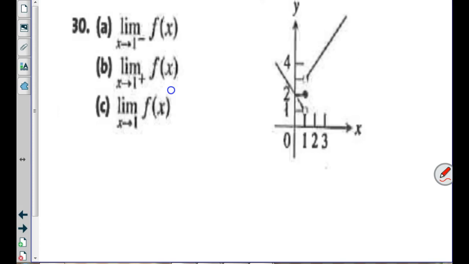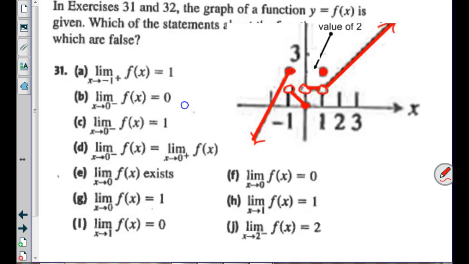1 from the left. The y value is down here at 1. 1 from the right. The y value it's approaching is 3. So all right, now we have a boatload of true false, but these are really good questions.